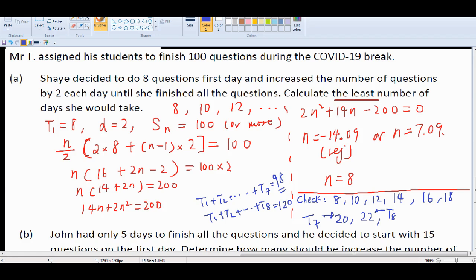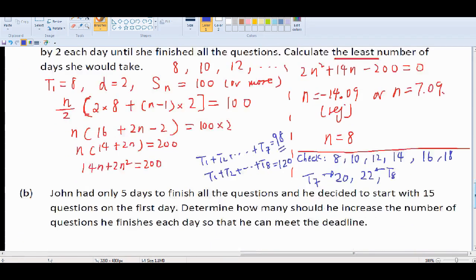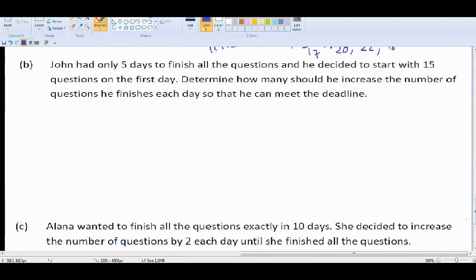So that's the first part. Let's see the second one, John. John had only 5 days to finish all the questions, he's in such a hurry, and he decided to start with 15 questions on the first day. So he has 5 days to finish, with 15 questions on the first day.